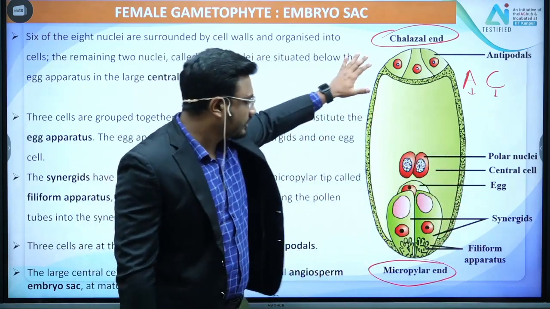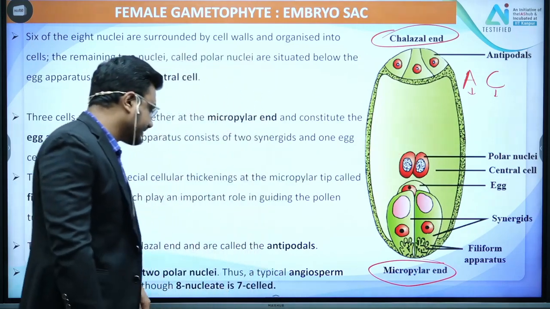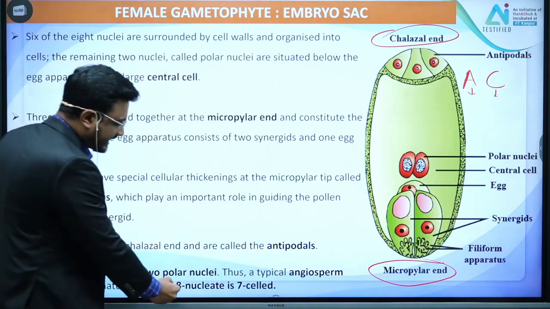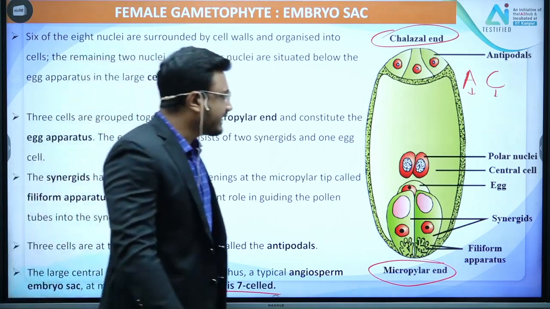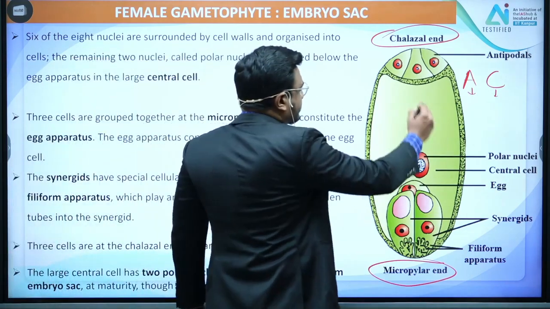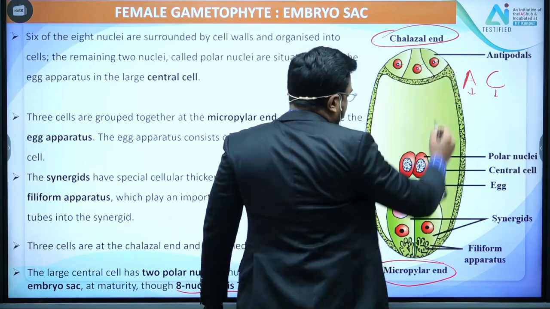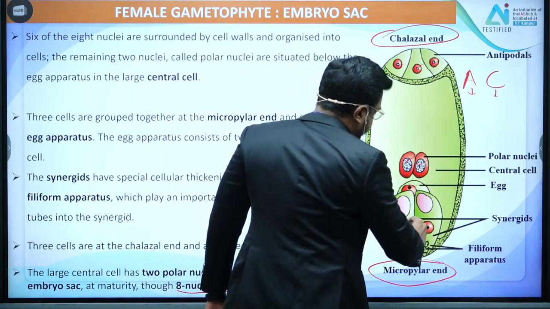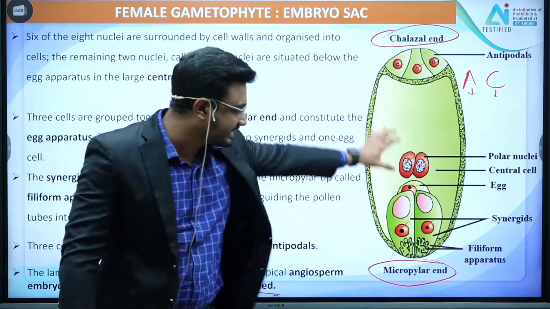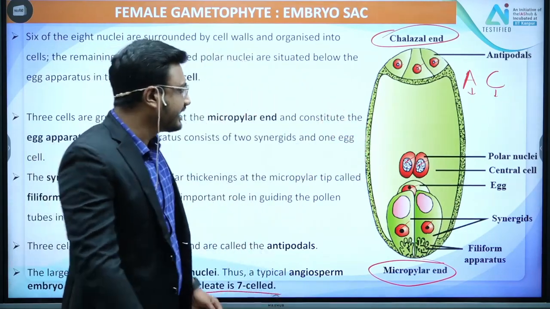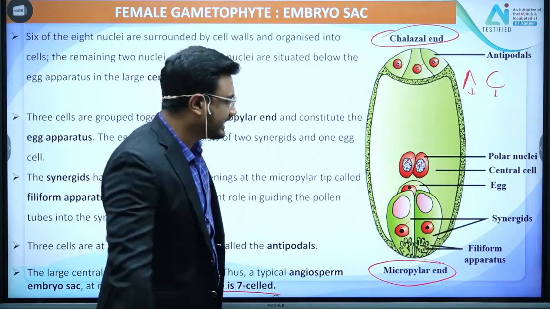Okay. So this mature embryo sac is known as 8 nucleate and 7 celled. Why is it known like that? Let us go through it. We have 1, 2, 3, 4, 5, 6, 7, 8, so we have a total of 8 nuclei in this embryo sac. Now why is it known as 7 celled? Let us go through it.